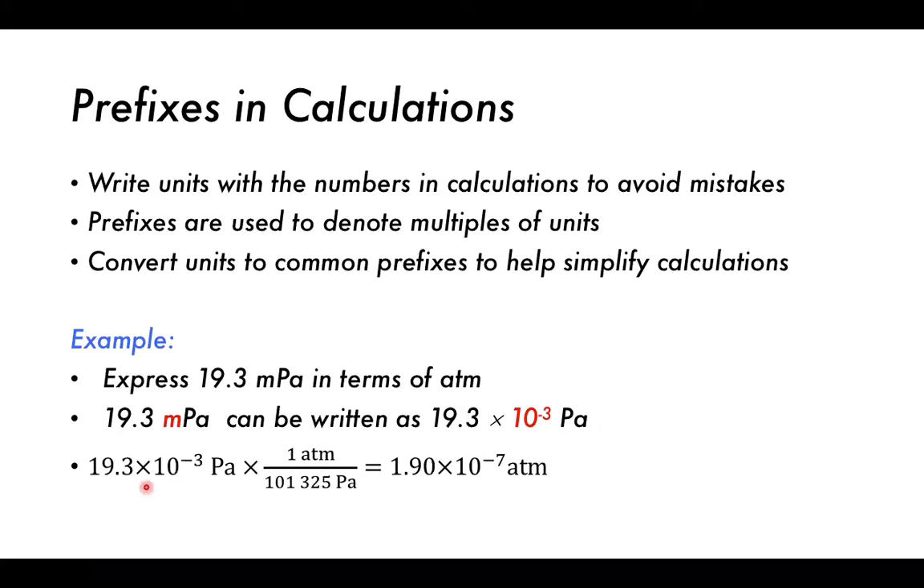So we have 19.3 times 10 to the minus 3 pascals times this conversion factor, where 1 atmosphere is going to be equal to 101,325 pascals. And so when we multiply this out, we get 1.90 times 10 to the minus 7 atmospheres as our final answer. And so we've been able to express these millipascals in terms of atmospheres.